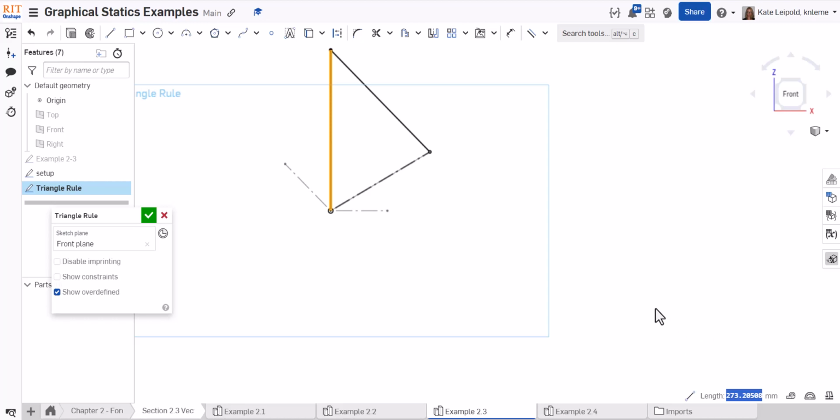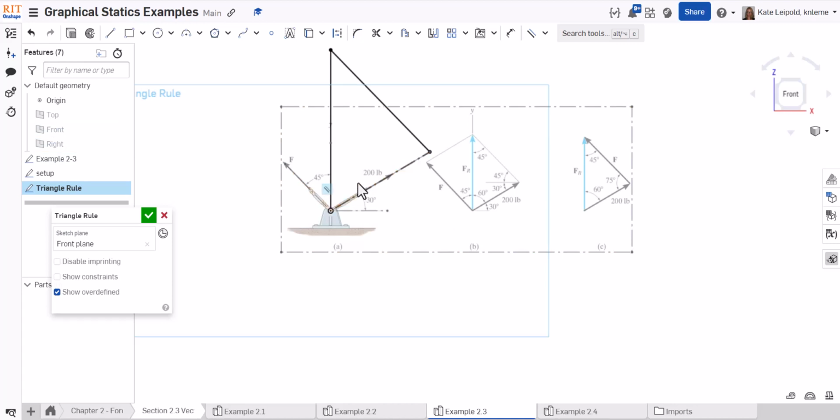I used a 1-to-1 ratio in this particular example. So with 200 pounds applied up and to the right, another force pulling at 45 degrees, that second force would have to be 245 pounds, and the resultant force would yield 273 pounds.